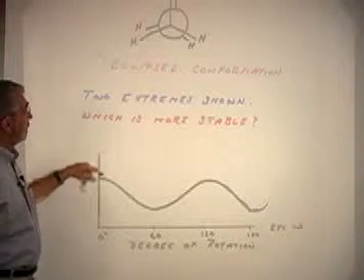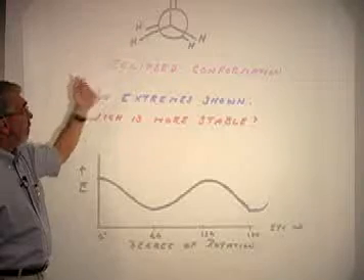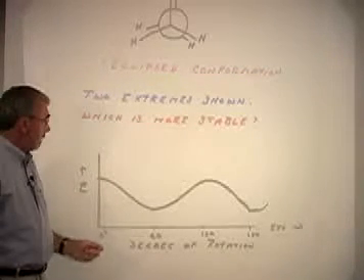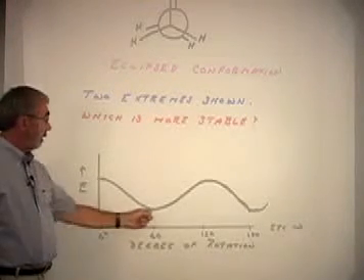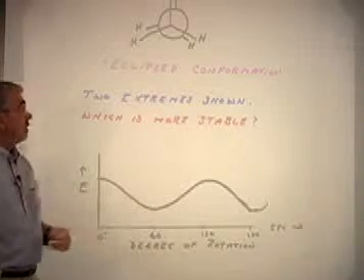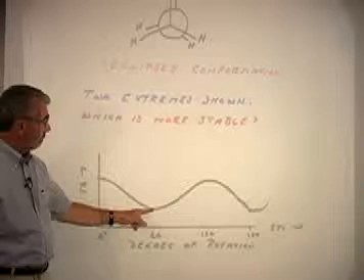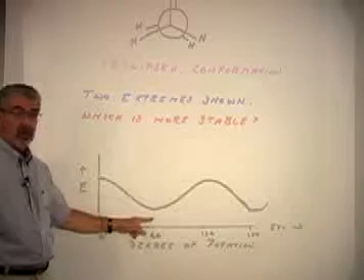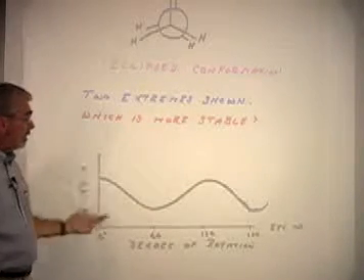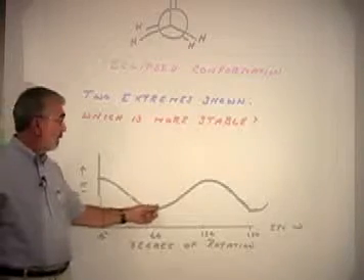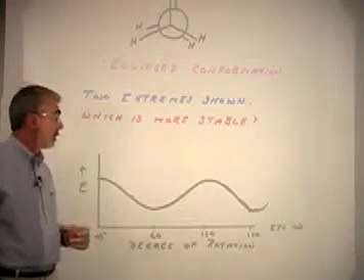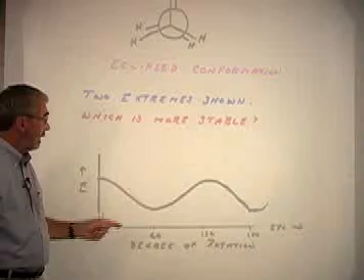Now, if we take one of the carbons, it could be either carbon 1 or carbon 2, and rotate it 60 degrees, what we do is we enter into the staggered conformation, and this would represent an energy minimum. This is going to be the most favored conformation. But the thing is, it doesn't stop there, because obviously we can rotate each of these carbons through 360 degrees.